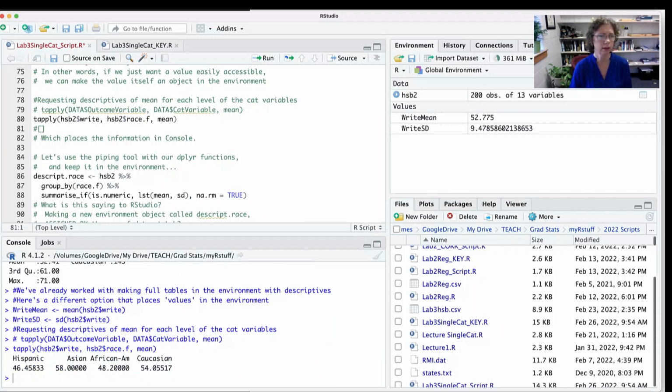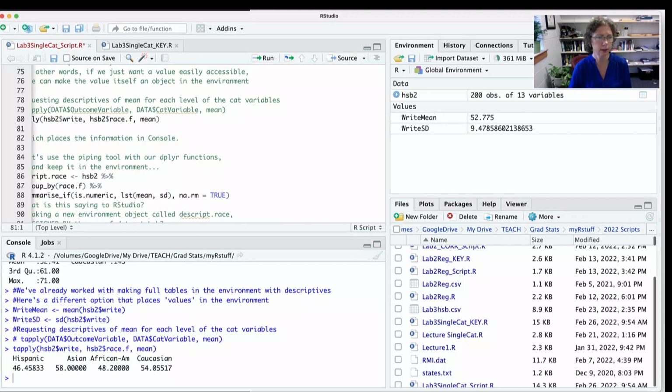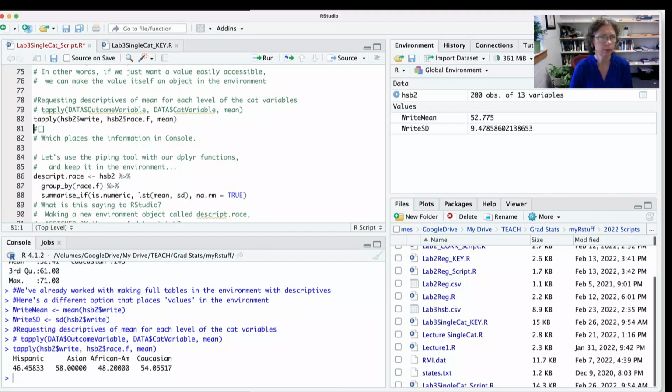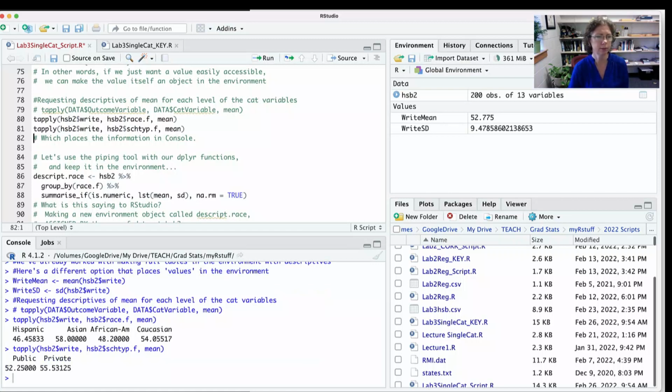So run that, and it brings it up in the console down at the bottom: my average writing score for Hispanic 46.458, for Asian 58.00, African American 48.20, and Caucasian 54.06. Alrighty, we want the same thing but now for school type. Now that I have the script, I can just copy and change out the one that I need. School type factor. And again, it places the information in our console.